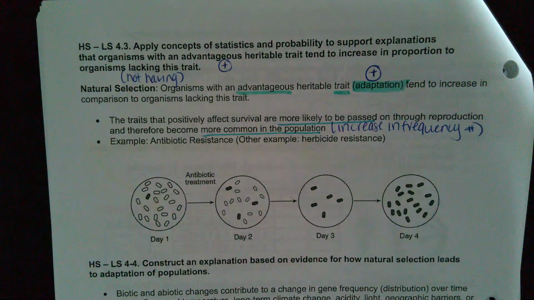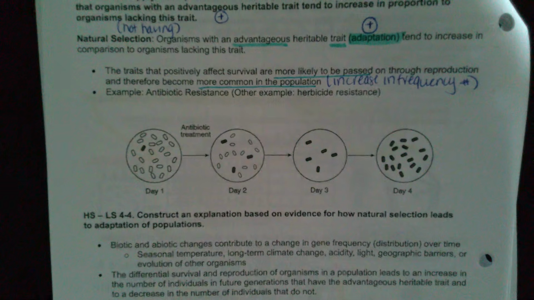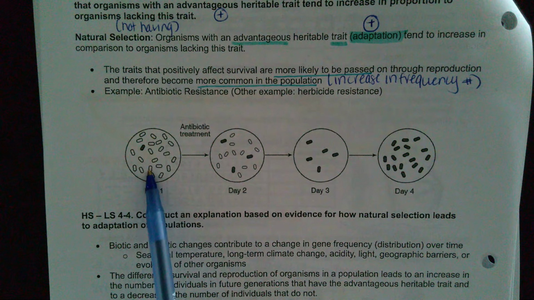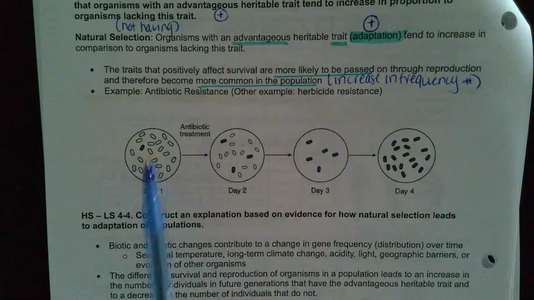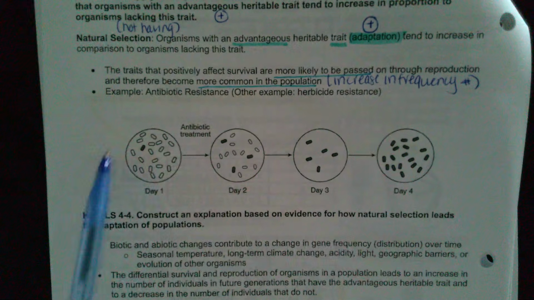In this example, I have antibiotics. This is supposed to be a bacterial sample. You go to the doctor, you don't feel well. They diagnose you with strep. They grew those bacteria inside of a petri dish. Over here, this is what it looks like. These are all the same species. So this is all strep, regular strep.